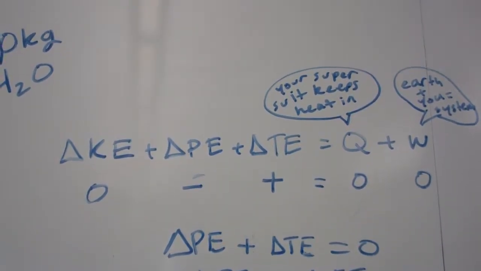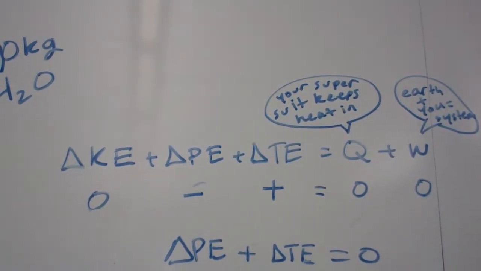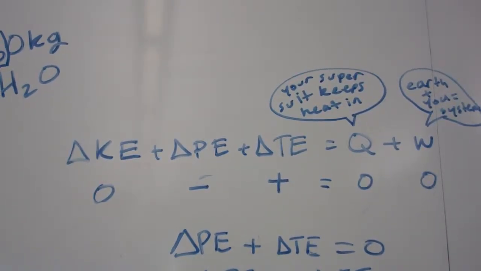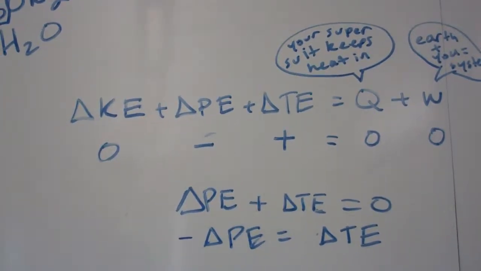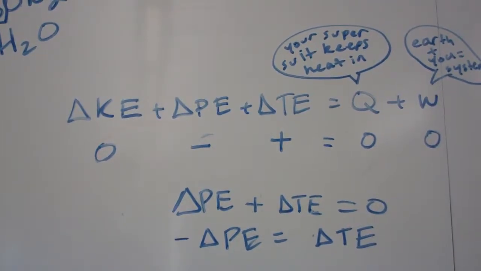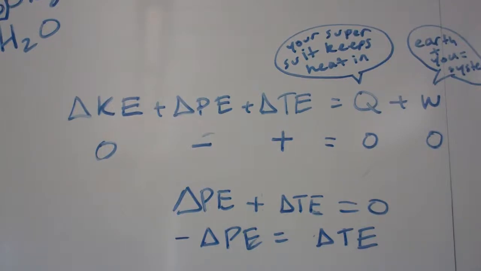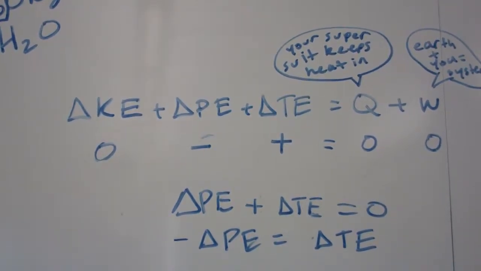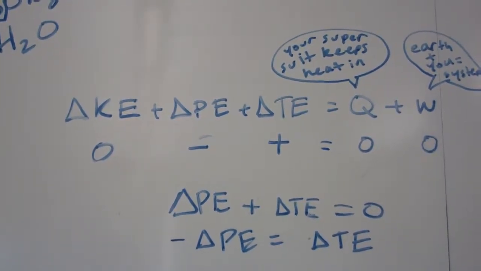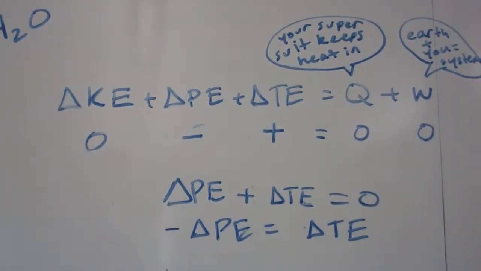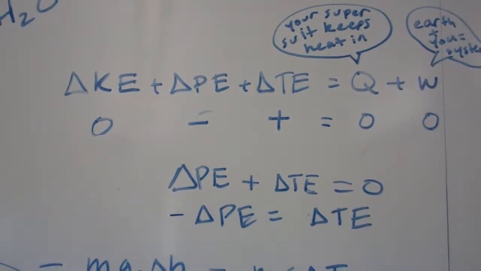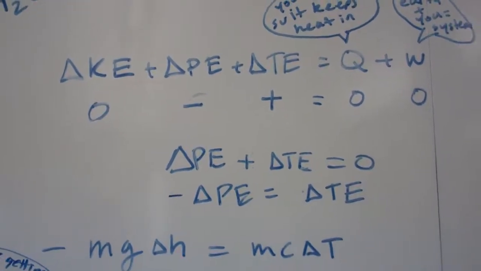So, see how delta PE is negative and delta TE is positive. So delta PE plus delta TE is equal to 0. So that delta PE equals negative delta TE. You see the negative. Negative delta PE is equal to positive delta TE. That's a lot of letters. Anyway, just look at the math. It makes sense.